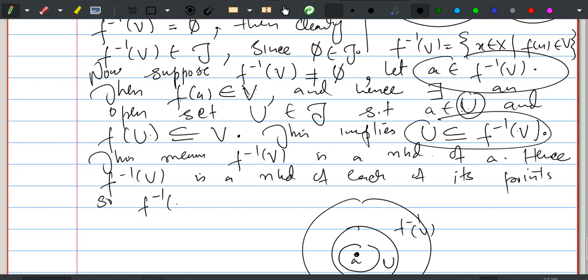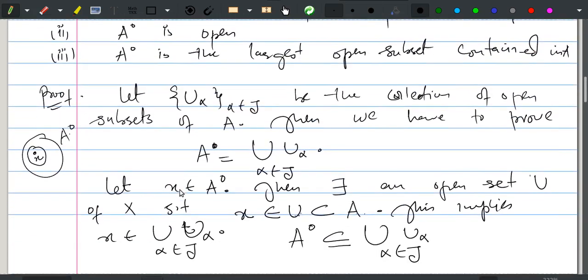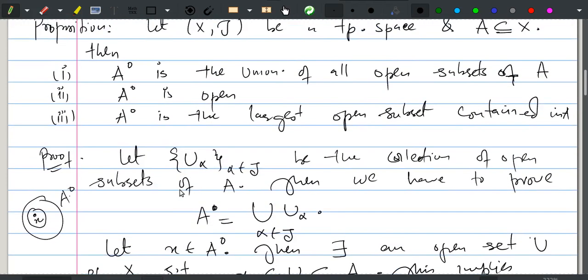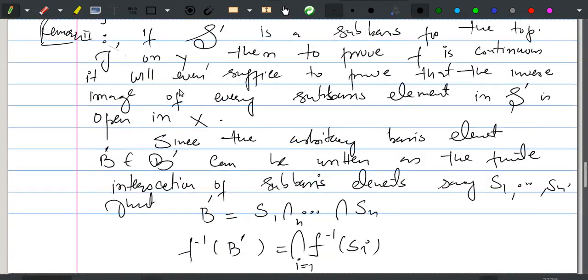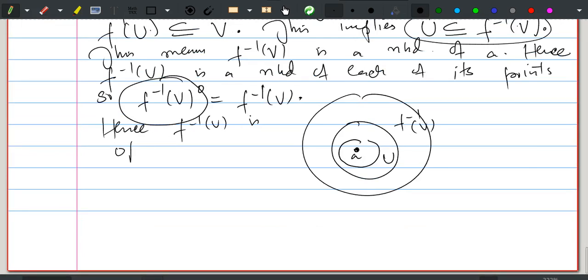So the interior of f inverse V is f inverse V itself, but we know that the interior of a set is open. So this is done here. The interior is open, so this means the interior of f inverse V is open, and hence f inverse V is open. So hence f inverse V is open in X, which means that f inverse V is in T.